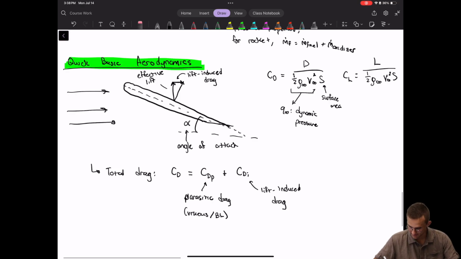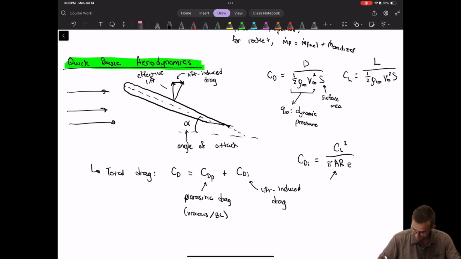Okay? And CDI we can express as CL squared over pi AR E, where AR is the aspect ratio and E is the span efficiency factor. Okay? So just a bunch of definitions.